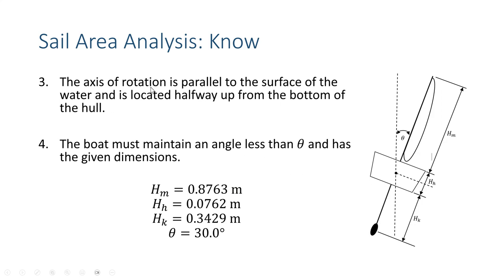Well, the axis of rotation is parallel to the surface of the water and is located halfway up the bottom of the hull. Now, why did we do halfway up instead of a third of the way up like last time? So a third of the way up is where we are planning for the water line to be. Why are we planning on halfway up?